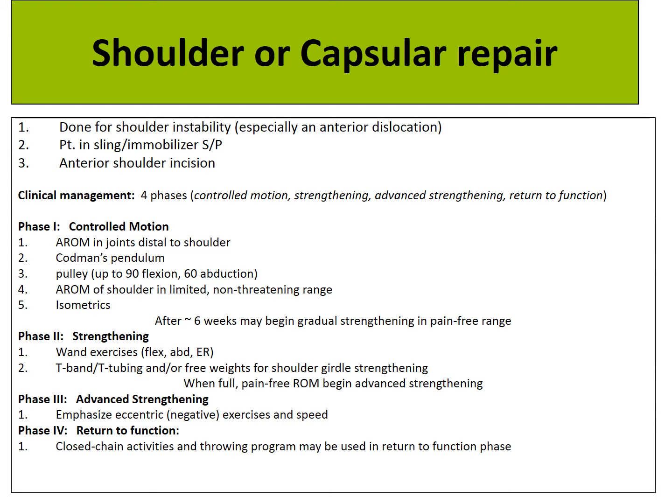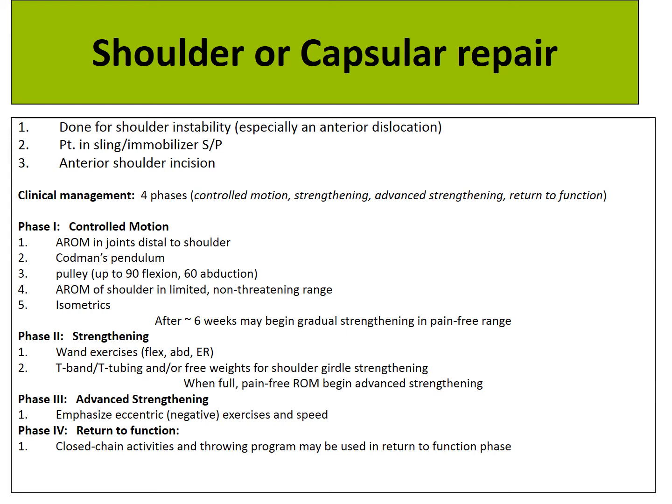So what does that mean, non-threatening range? If we're talking about an anterior dislocation, we are going to avoid those extreme motions of extension and external rotation. And in this phase 1, you can also begin isometric exercises where the shoulder is in a stable position and you're strengthening the muscles around it.